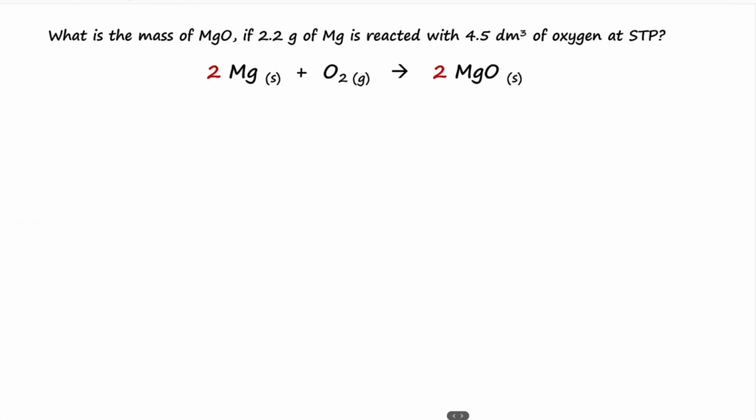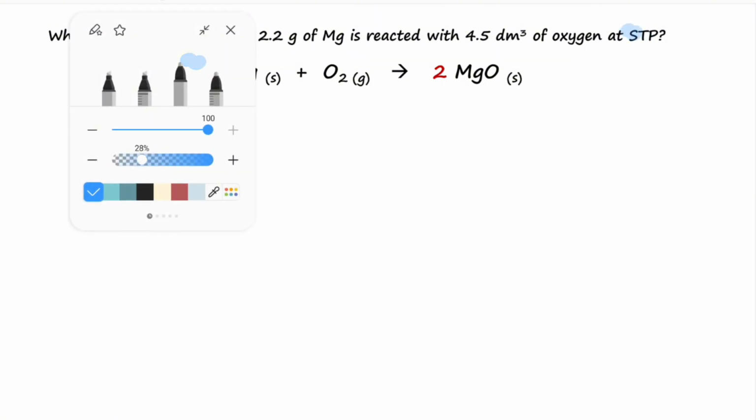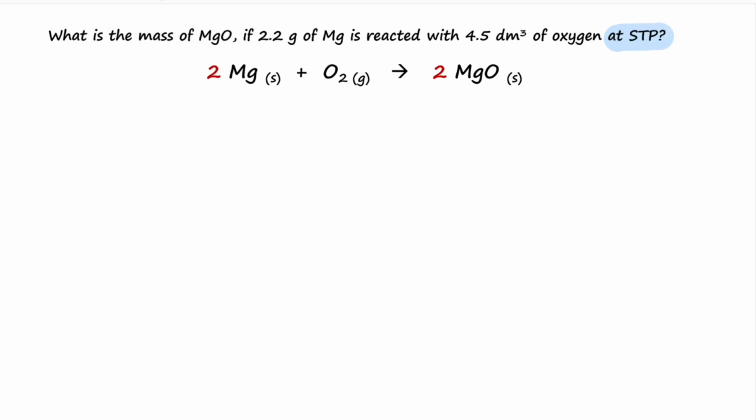In the next question, they ask us, what is the mass of magnesium oxide if 2.2 gram of magnesium is reacted with 4.5 decimeter cube of oxygen at STP? Here, guys, you can see STP, so automatically you will apply the third formula in order just to calculate the mole of the oxygen. Okay, equation already balanced, so we can start with our calculation. You are provided with a mass 2.2 grams of magnesium, and you are provided with a volume of oxygen.